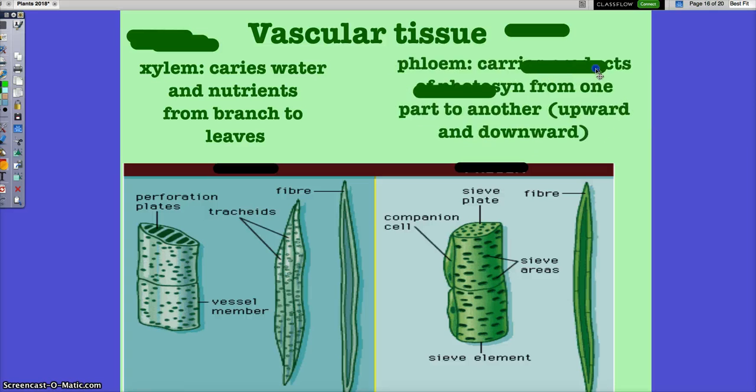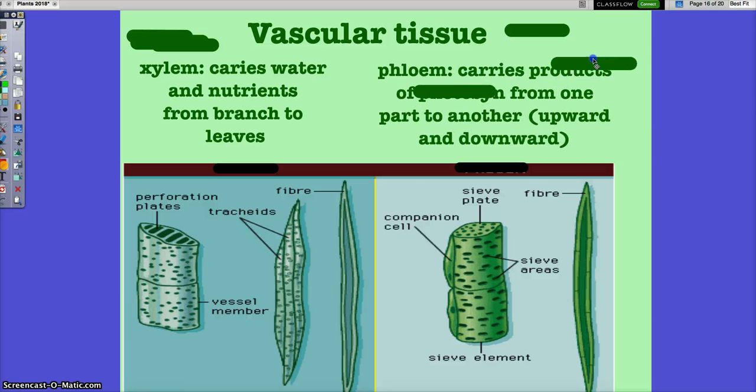Good. It carries the products of photosynthesis, which is going to be glucose because the oxygen is going to be emitted into the atmosphere. So if you want to change the word products to glucose, it's going to carry the glucose, which is the product of photosynthesis that the plant needs, to different parts of the plant. So it could carry it to the root, it could carry it to the stem, it could carry it to another leaf, because it is that transport system that allows it to go to all parts of the plant.